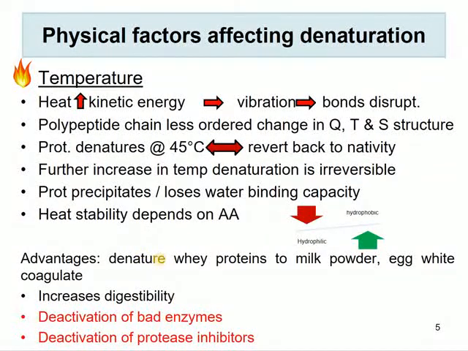However, in food processing, 45 degrees Celsius does not kill bacteria and most enzymes. So we increase the temperature. With a further increase in the temperature, denaturation is irreversible. When the temperature increases, the protein starts to precipitate. When it precipitates, some of the proteins lose water binding capacity. So that becomes a negative. That's the change in its chemical structure, resulting in its functioning, whereby it loses water.